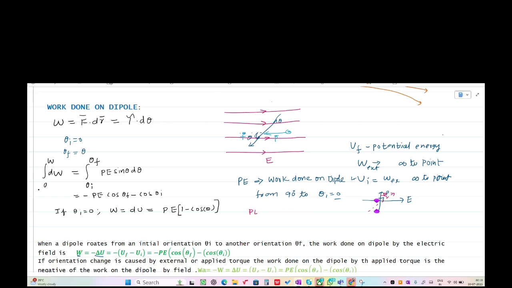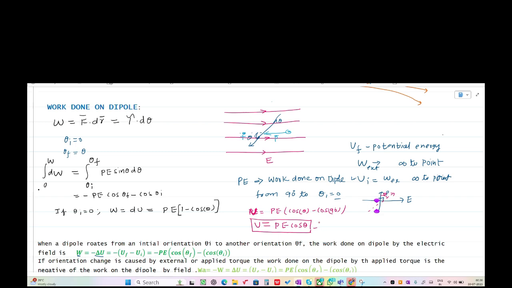So potential energy U is equal to PE (cos theta minus initially cos 90), so that is equal to PE cos theta. The potential energy U, not the change in potential energy, is equal to PE cos theta. That means from 90 degrees to any other angle, how much work you have done against the electric field, that is called potential energy.